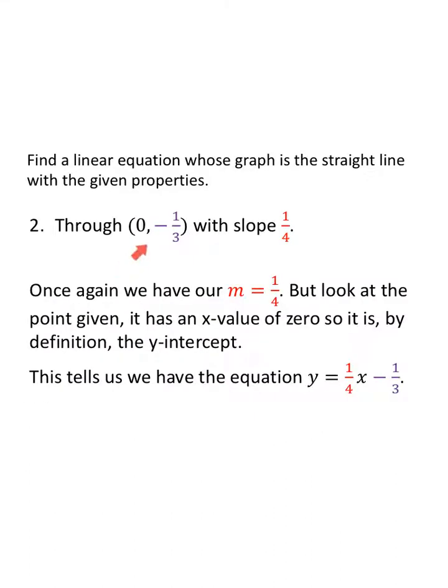Again, through the point (0, negative 1/3), slope is 1/4. So we're given m equals 1/4. But you see, I'm going to be lazy when I can. Look at the point we're given. We're given an x value of 0, guaranteed to always be a y-intercept. Which tells us, hey, your b value is negative 1/3. If you know the y-intercept and you know the slope, you know the equation. y equals 1/4 x minus 1/3. Work smart, not hard. Think about what you have. If you're already given a y-intercept, you can just plug the answer in.